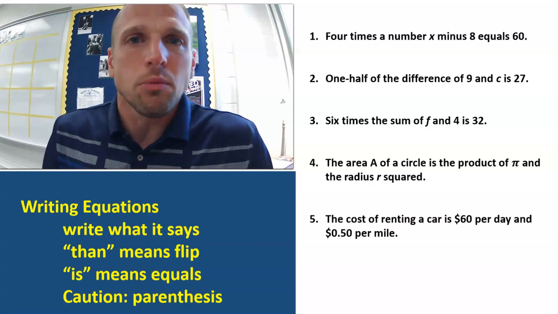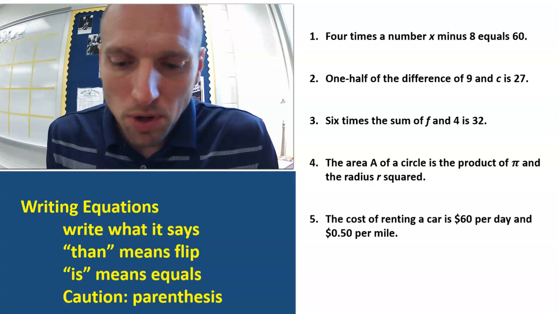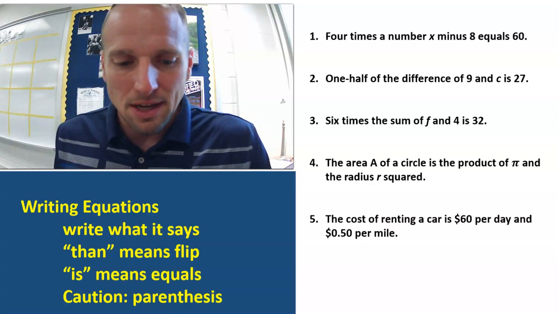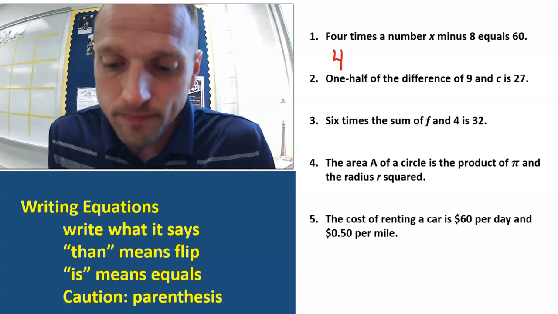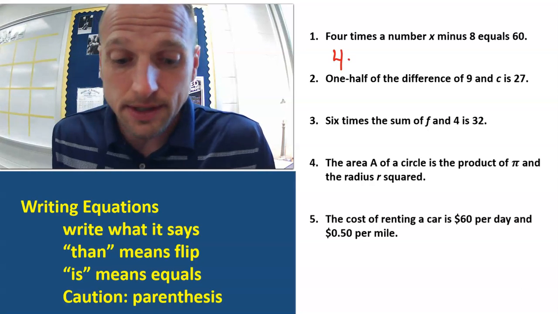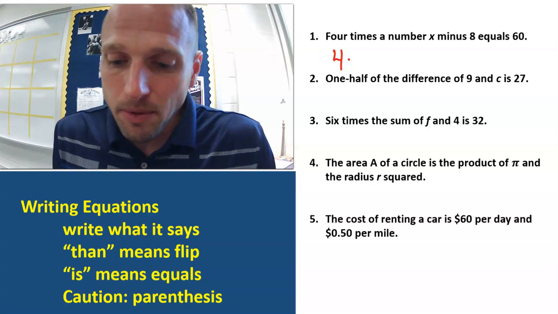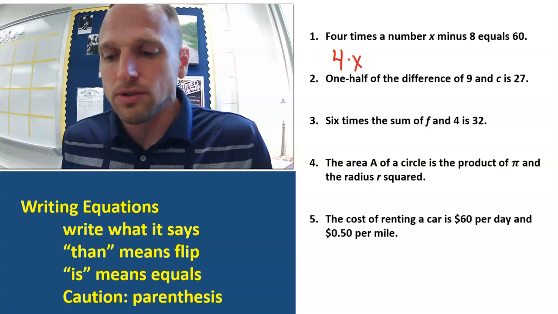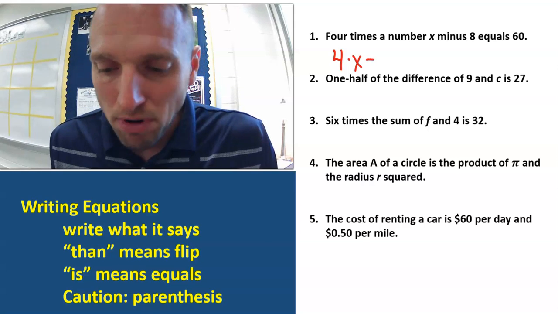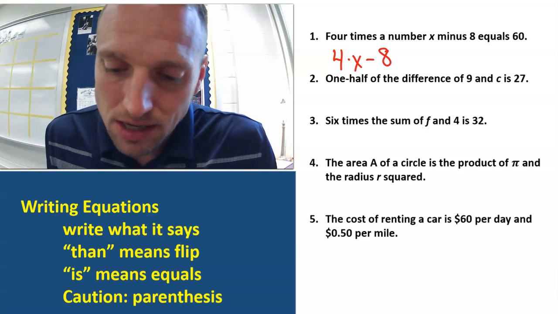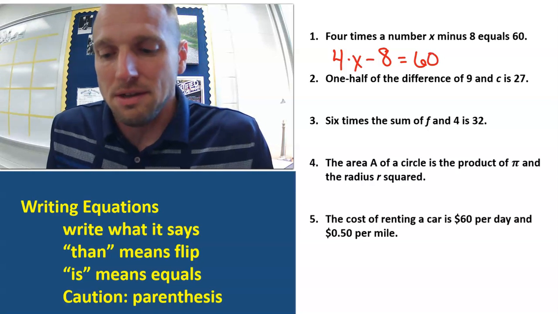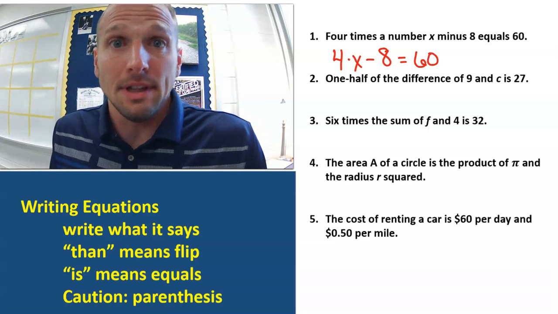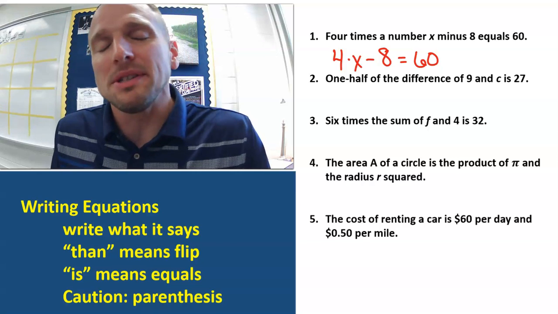Number one, I'm going to just write down what it says. So I'm going to read it. 4 times the number x minus 8 equals 60. So 4 just means 4. Times means times. A number x just means x. Minus means minus, 8 means 8, equals means equals, and 60 means 60. Done. That was easy.